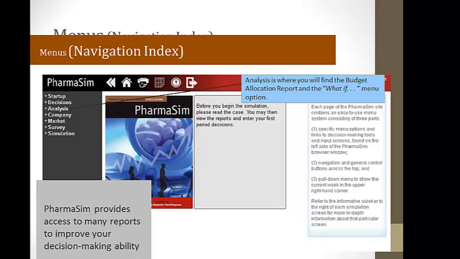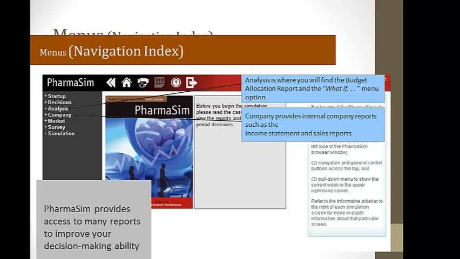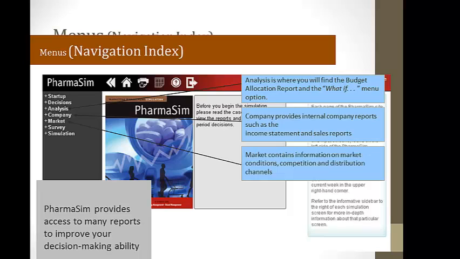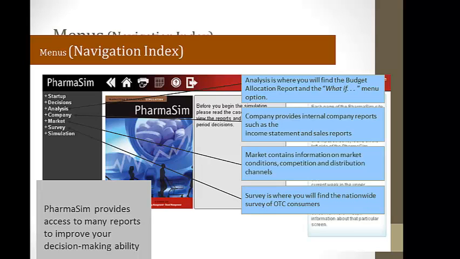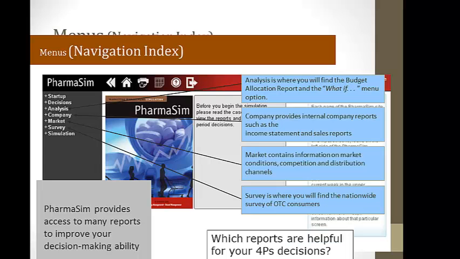The analysis is where you'll find the budget allocation report and the what if menu option. Company provides internal company reports such as the income statement and sales reports. The market contains information on market conditions, competition, and distribution channels. Survey is where you'll find a nationwide survey of the OTC customers or consumers.